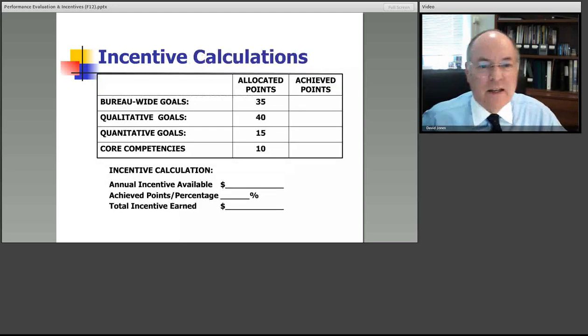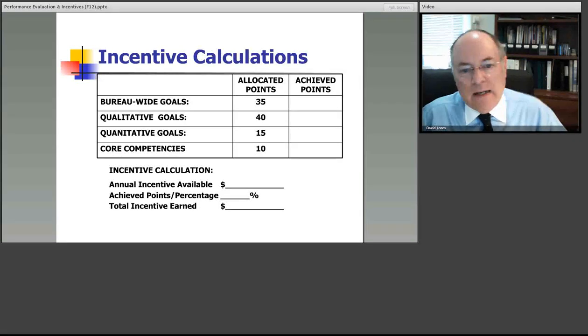Now, this gives you an example of, again, how we were doing things. The San Jose Convention and Visitors Bureau had a very good incentive and reward program when I was there. If you look at this, the bureau-wide goals, or what you might call the team goals, what we were expected to do, counted for 35 points of your possible 100 points.